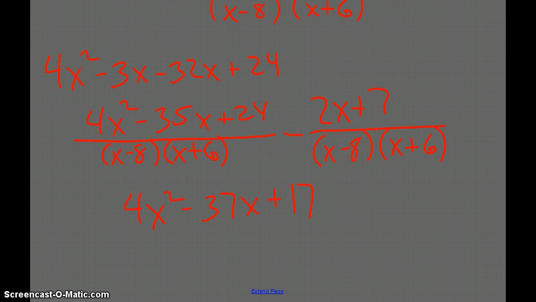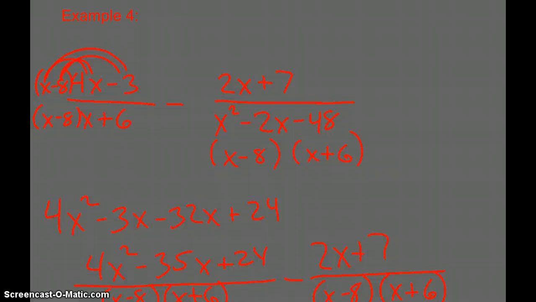And so I just need to make sure I'm putting these together, treating that minus like it's distributing through a parenthesis. And I get my final answer of 4x squared minus 37x plus 17 over x minus 8 times x plus 6. That's our most complex example, but what I want you to see is you always want to factor the denominators first to see if there's an easy thing you can multiply by to make the denominators the same.